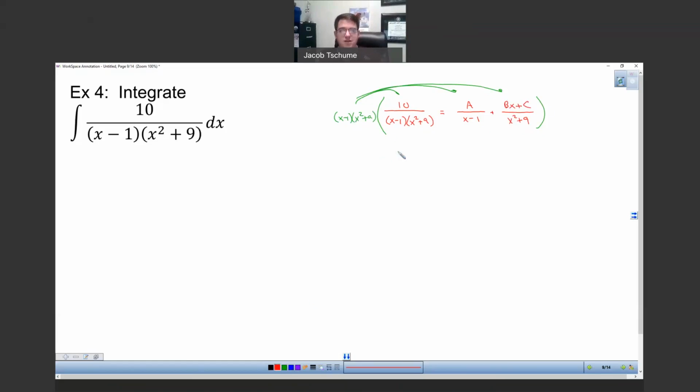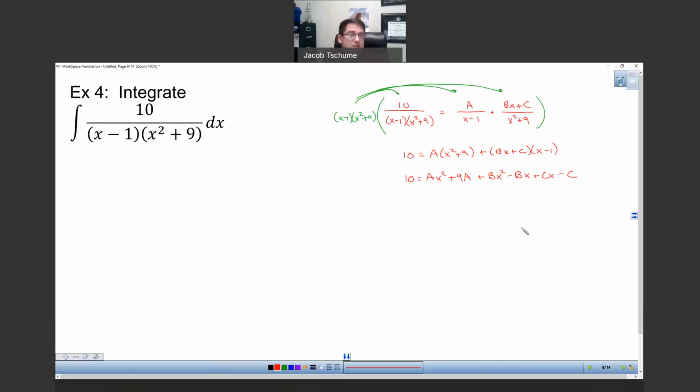When I do that, you should have left over 10 equals A times x squared plus 9, plus the Bx plus C will be multiplied by an x minus 1. Multiply out what you can on the right. So 10 would equal Ax squared plus 9A plus Bx squared. So we're FOILing here. Bx squared minus Bx plus Cx minus C.